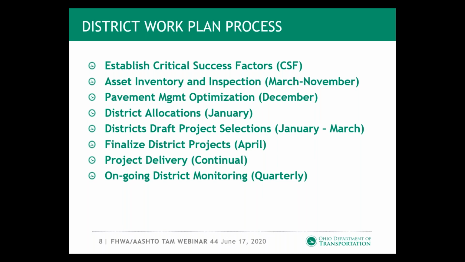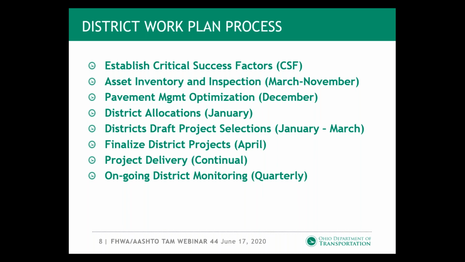As part of our district work plan process, we establish our critical success factors. We do our asset inventories and inspections, and you can see I've got a timeline there, March and November. Utilizing our pavement management system, we do our pavement optimizations and make all that information available. We then generate our district allocation funding that is made available to each of the districts. The districts then draft their projects between January and March. The finalization of those projects is in April.